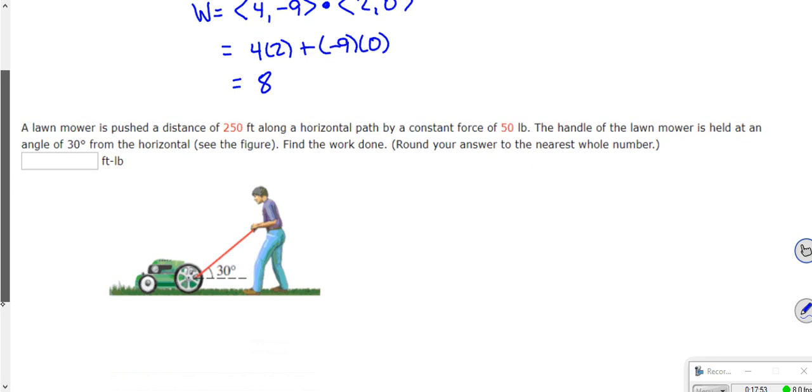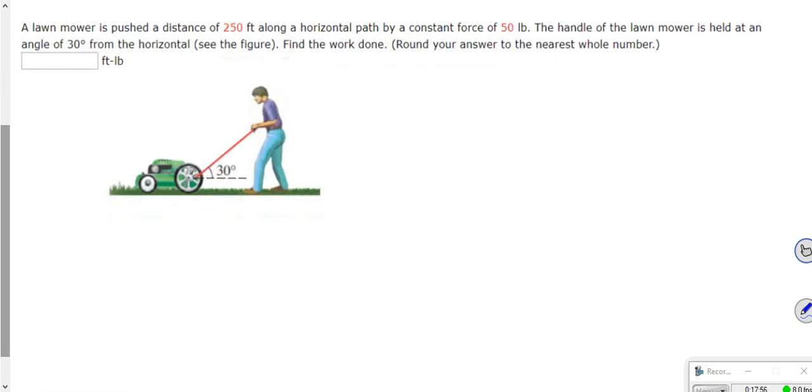All right, let's look at this lawnmower one. A lawnmower is pushed a distance of 250 feet along a horizontal path. Right off the bat, 250 feet along a horizontal path means that my distance is the vector 250, comma, 0, just like the one above it. If we're going horizontally 250 feet, that means that the horizontal vector is 250 and there's no vertical change. So my vector is just 250, comma, 0.